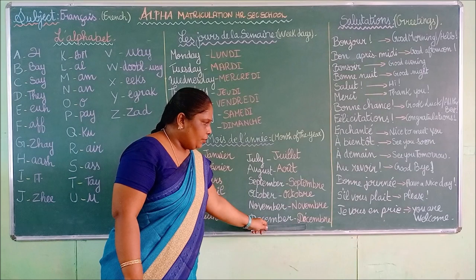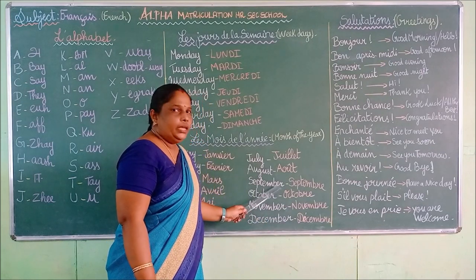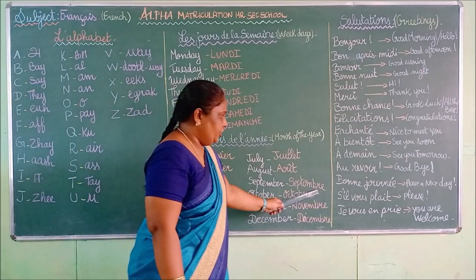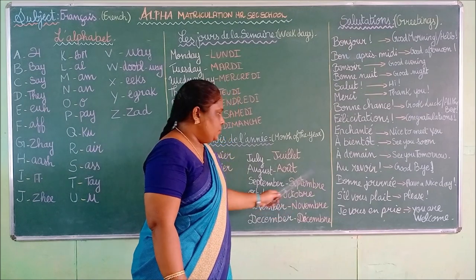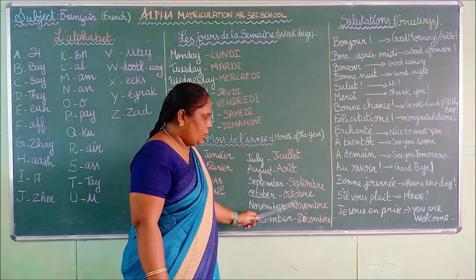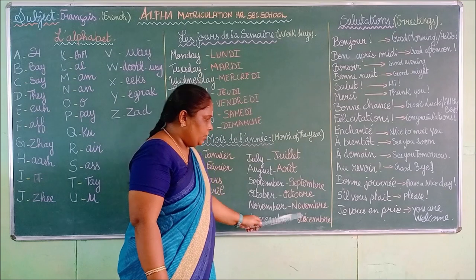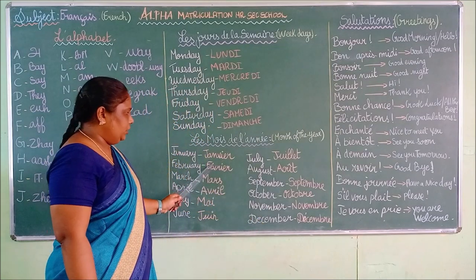For these four months, we just invert the ER, and in French we write RE. So septembre, octobre, novembre, décembre. Do you identify one thing here?